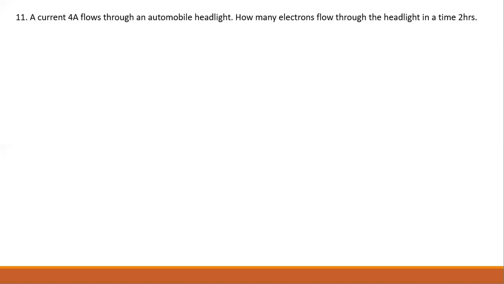A current 4 ampere flows through an automobile headlight. How many electrons flow through the headlight in a time 2 hours? So here, current flowing through a headlight is given. That is current I is equal to 4 ampere. Time is given 2 hours. T is equal to 2 hours. To convert it into seconds, 2 into 60 into 60. That much seconds will come. We have to find out how many electrons. That means n we want to find out.